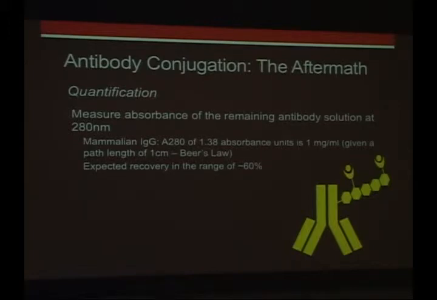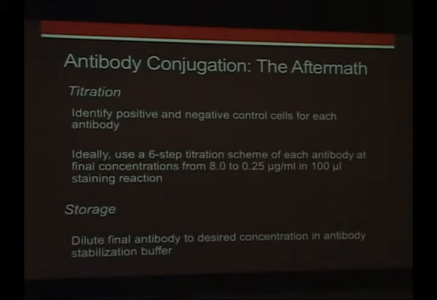Pretty straightforward. I'm sure most of you have used nanodrops before, or specs. And then we generally like to titrate our antibodies over a 6-step titration scheme from 8 to 1/4 micrograms per mil, which is kind of a nice dynamic range to test out just in 2-fold steps. And we usually stain in a 100 microliter staining reaction, which is pretty typical for flow cytometry in general, unless you're doing a ton of cells, and obviously you can scale that up.